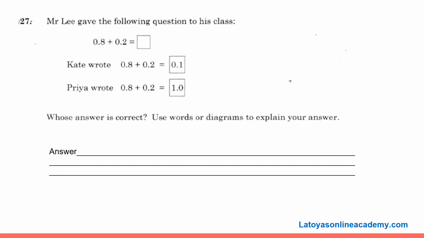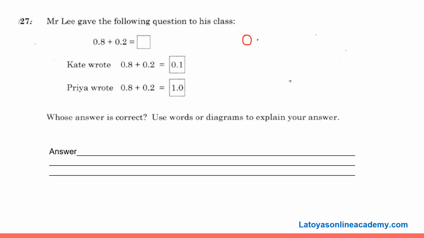Question 27. Mr. Lee gave the following question to his class. 0.8 plus 0.2. Now Kate wrote the answer to be 0.1 and Priya wrote the answer to be 1.0. So he wants to know whose answer is correct, right? You can use words or diagram to explain your answer. Now the best thing to do is to work it out.